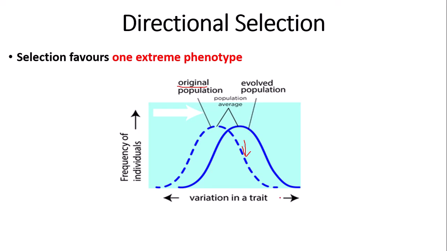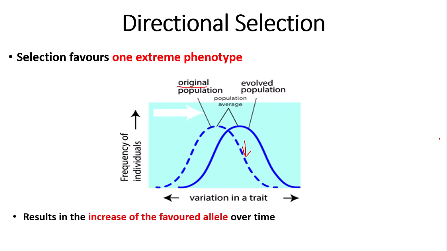And obviously, before selection takes place, the frequency of these individuals is quite low, as this might be due to a newly formed allele by mutation or any of the meiotic events that we have mentioned. Obviously, these organisms have an advantage, so their allele frequencies increase over time, which causes the normal distribution curve to shift in the direction of the favoured trait, which is normally to the right. So this results in the increase of the favoured allele over time.